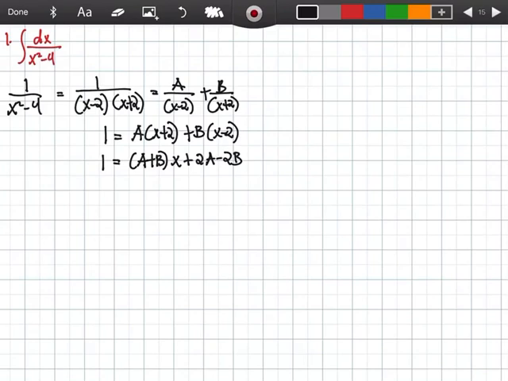Since there is only x and a constant, we take the x first. What is the value of the x coefficient on our left side? It is 0. And what do we have with x on the right side? That is a plus b. So, 0 is equal to a plus b. So, we can say that a is equal to negative b.